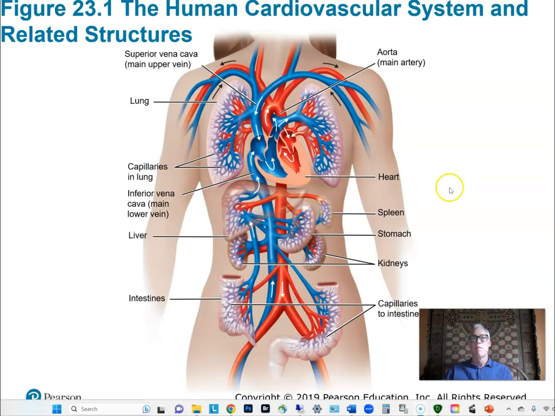Here's a little diagram of the cardiovascular system. A lot of the red are arteries, a lot of the blue is veins, except you can see the circulation going to the lungs is reversed. Arteries are blue going away because that's deoxygenated blood going to the lungs to become reoxygenated, and red pulmonary veins coming back to the heart are rich in oxygen.